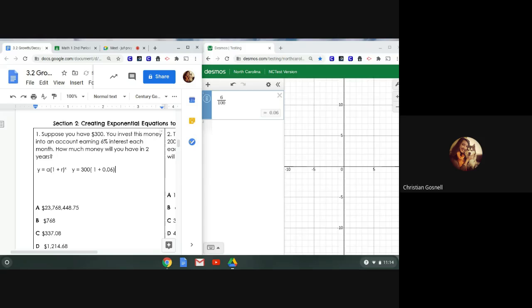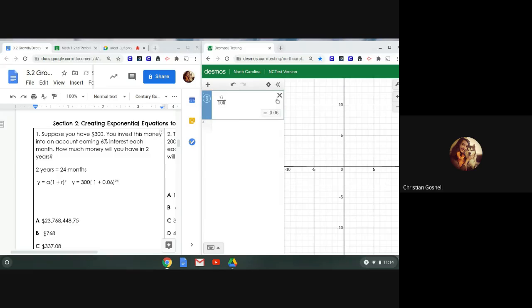Now, it does give us time. It says 2 years. But this is 6% each month. So we need to change those years to months. 2 years is the same as 24 months, meaning our exponent here should be a 24.